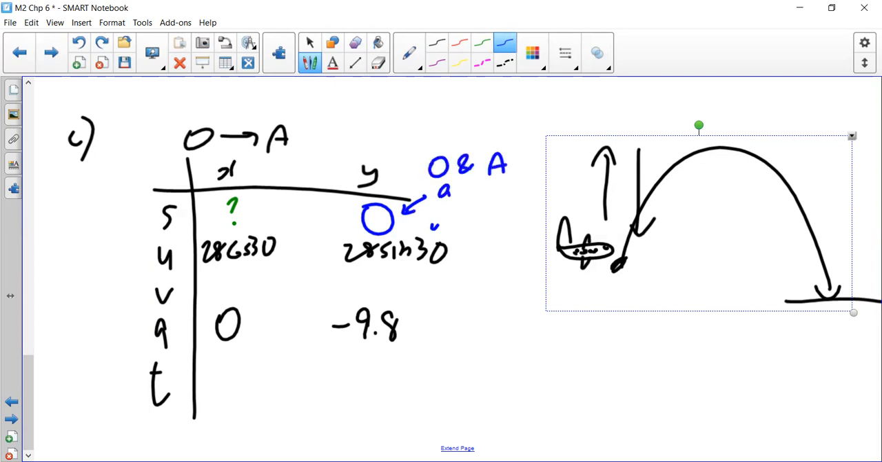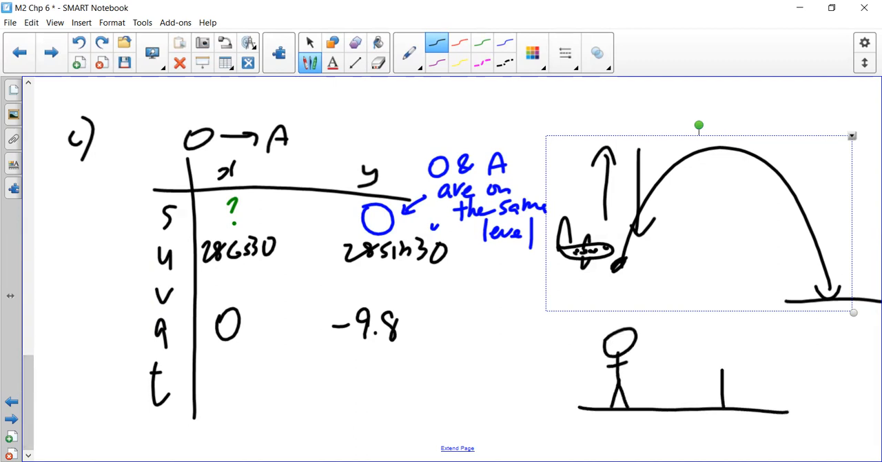O and A are on the same level. So displacement vertically is 0. If you struggle to understand this, I'll give you one more example. Imagine me going to my favorite restaurant, used to be. As I grow up, I'll try to eat less of it.